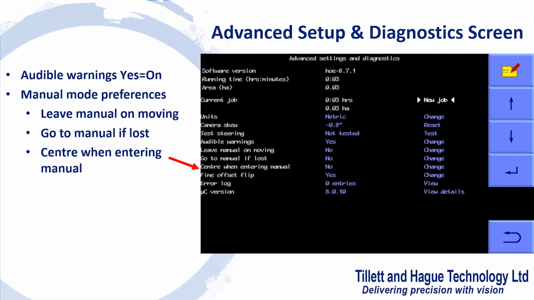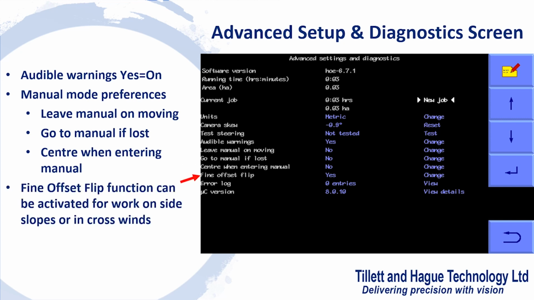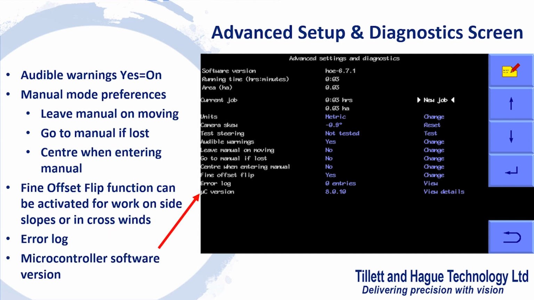If a machine will be regularly used on side slopes, or will work with tall crops that might be biased to one side by crosswinds, then it will be worth enabling the fine offset flip option. As we saw in the earlier slide, that adds a touch button to the working screen below the fine offset bar that enables drivers to flip between the 2 fine offset values. The penultimate item gives you the option to view the error log. The last item gives the version of firmware loaded on the Implement Module's microcontroller.